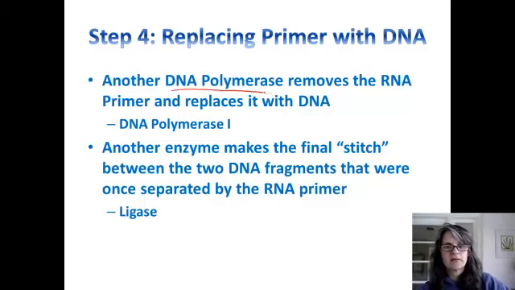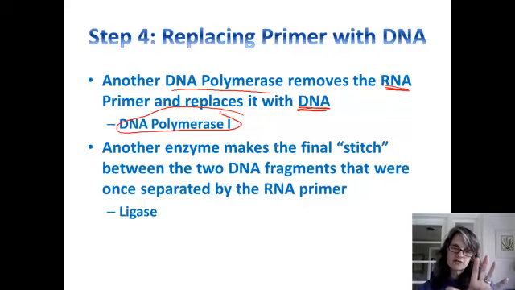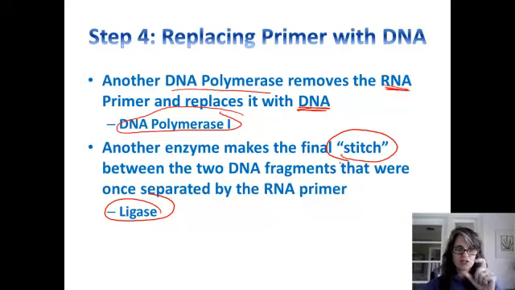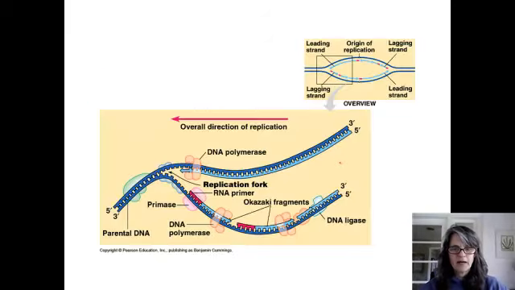So there's a different DNA polymerase called DNA polymerase 1 that removes that RNA and replaces it with DNA. So DNA polymerase 3 is the main enzyme, but 1 comes in and takes out the RNA and replaces it with DNA. And then ligase is going to make that final stitch between two fragments that were once separated by that RNA primer.